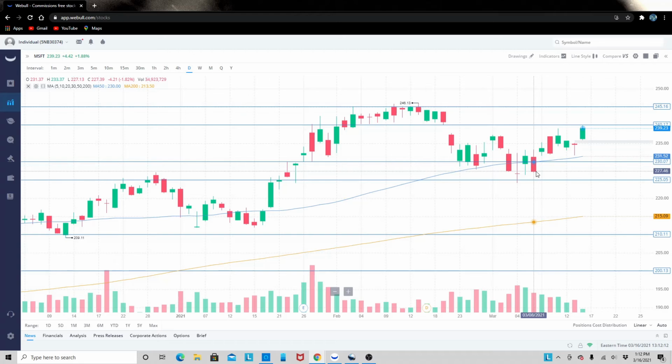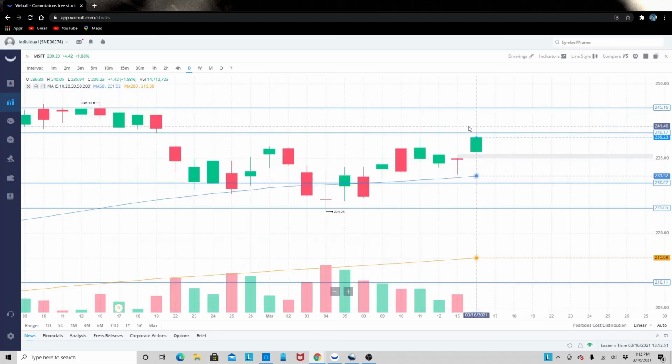But as you could see, after the correction was over, let me move over and zoom in here. After the correction is over, we see it recovering, and now it's starting to move back up towards this 240 where it was before the correction happened. So I'm fully expecting this thing to get back above this 240, hopefully sometime in the next month or two.